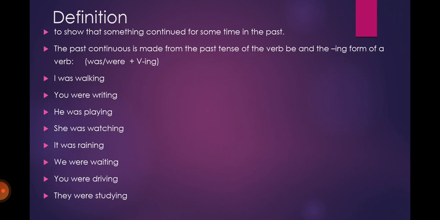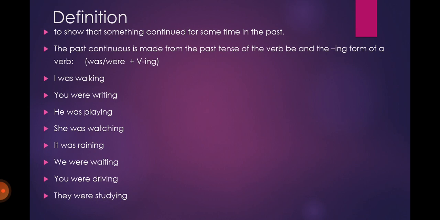This tense, continuous past, is used to show that something continued for some time in the past. The past continuous is made from the past tense of the verb to be and the ing form of the verb. So we have was, were plus verb ing.